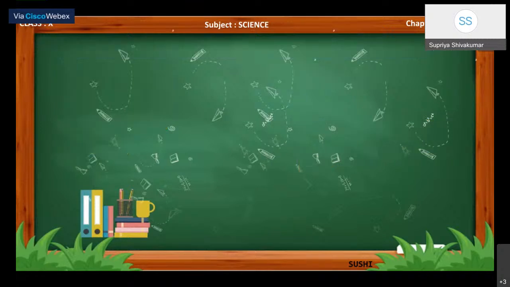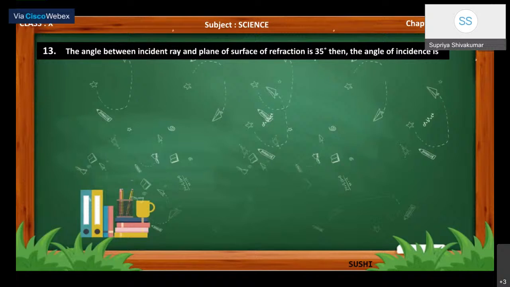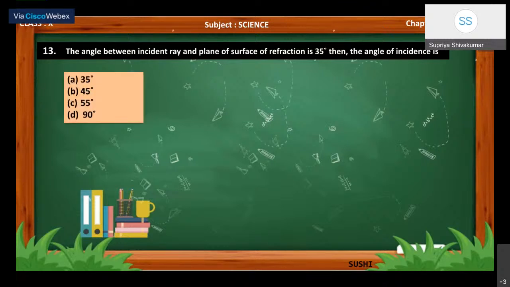Okay, moving on further, we'll go for the 13th question. The angle between incident ray and the plane of surface of refraction is 35 degree, then the angle of incidence is, so this is bit a tricky question, so see the options and say me the answer.